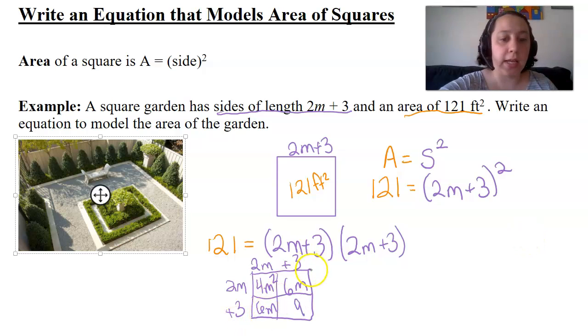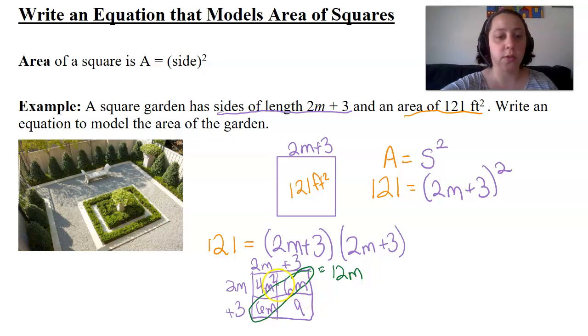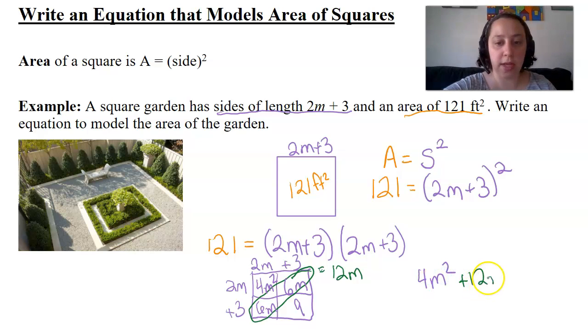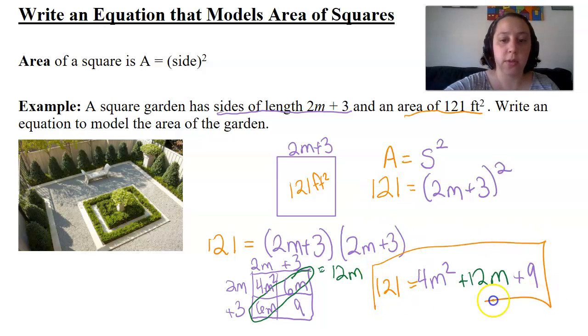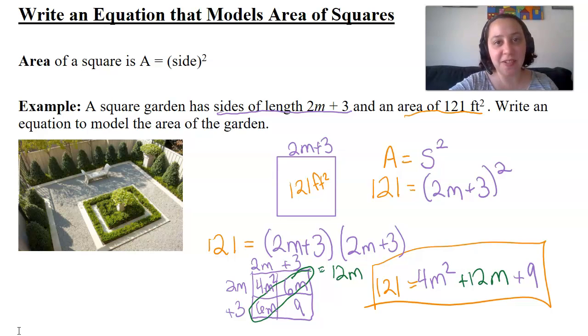We circle our like terms, 6m and 6m both have m and no exponent, so these are like terms. 6m plus 6m is 12m. So if we put them all together, we have 4m squared plus 12m plus 9. And that is equal to our area of 121. So that is an equation that models our area. Good luck with the next question.